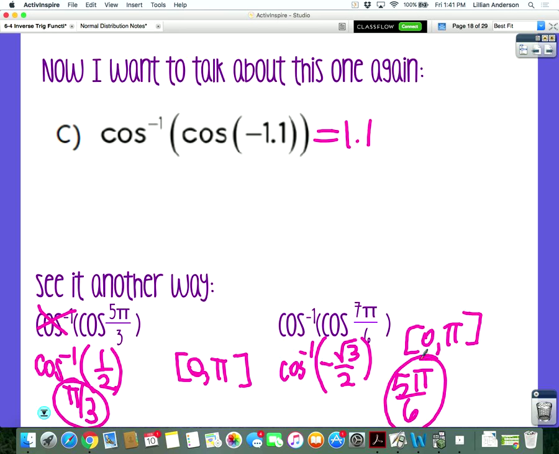Now for this one, the reason why it's a positive, now I know you're thinking, well, -1.1 is not on your unit circle. That's correct, okay? I'm not disagreeing with you here. But my next question is, in your 4 quadrants, does anybody know where -1.1 is?